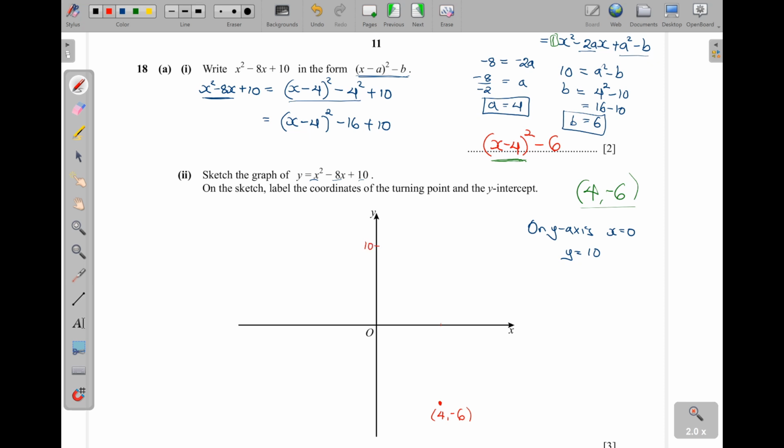And because the coefficient of x squared here is a positive, it is 1, this is a U-shaped curve. Okay, if the coefficient of x squared is a negative, that one will be an N-shaped curve. So this one is going to be U-shaped. So I will draw something like this. I will come to this.